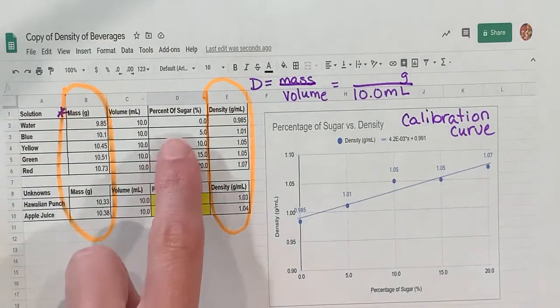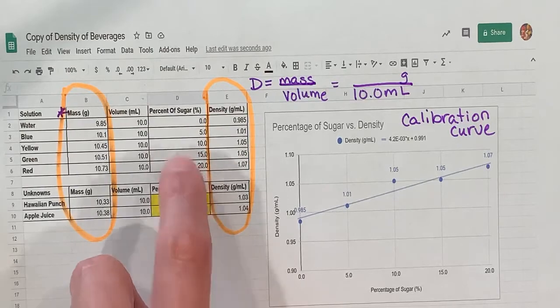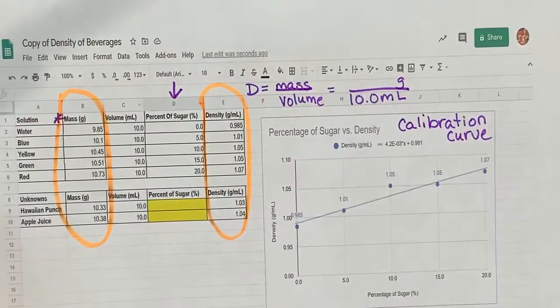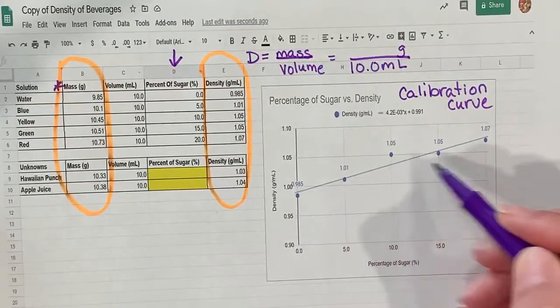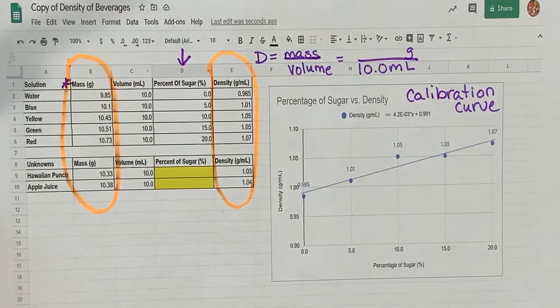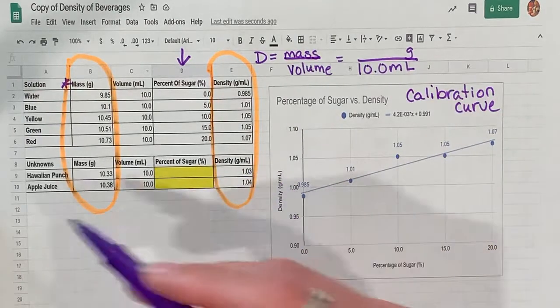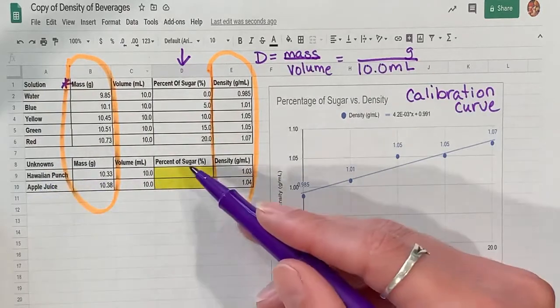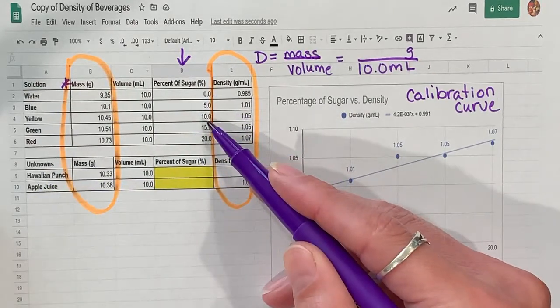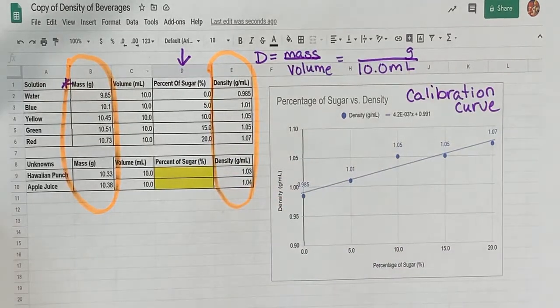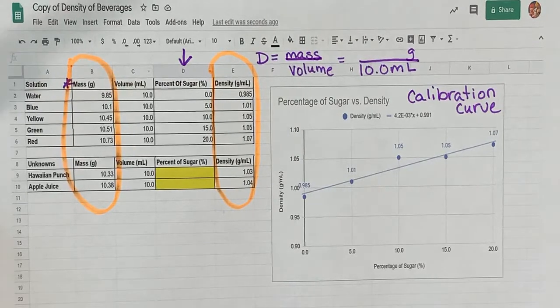So in this case, I had 5 solutions that I knew the percent of sugar in, okay? So my graph has only those 5 solutions, the ones I did know the percent of sugar in. I'm going to take my values down here with my density for my unknowns, and I'm going to use my calibration curve for the knowns to figure out the percent of sugar for Hawaiian punch and apple juice, okay? So here's the way that this is going to work for my calibration curve.